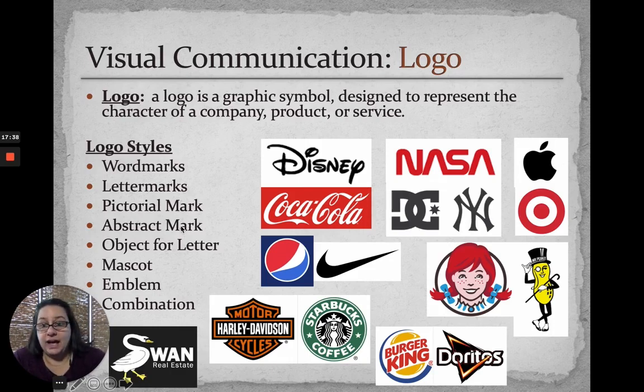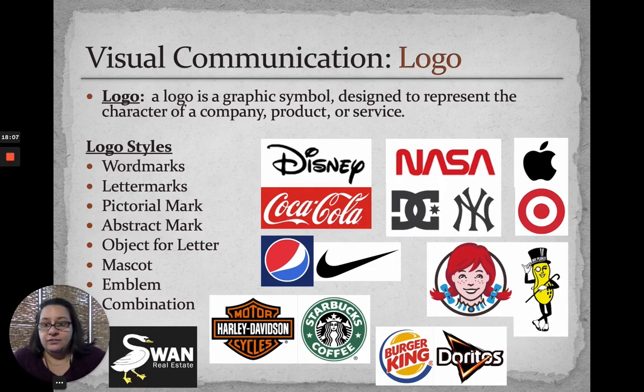And then we have the abstract mark. My examples for that are Nike and Pepsi. They're non-objective. We don't see an actual object. They're just a very interesting design, and that design stands for the company or idea. Now, in other aspects of branding, we would see the name included, but really when it comes down to it, that particular design is the logo.